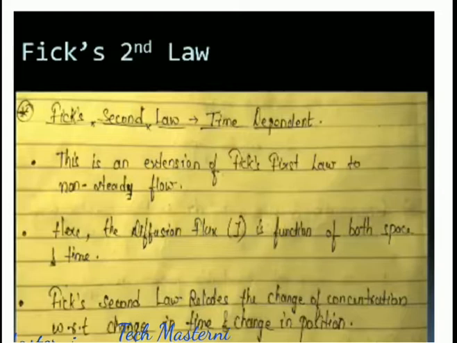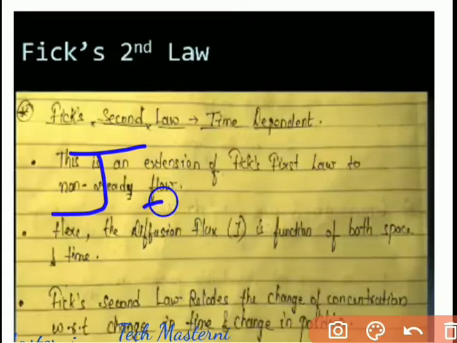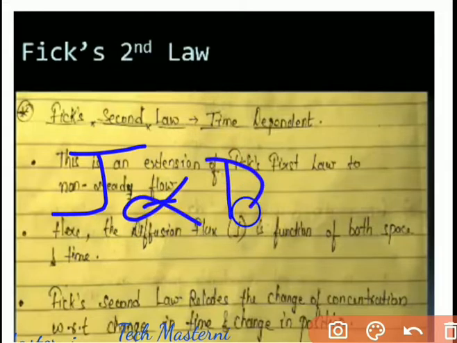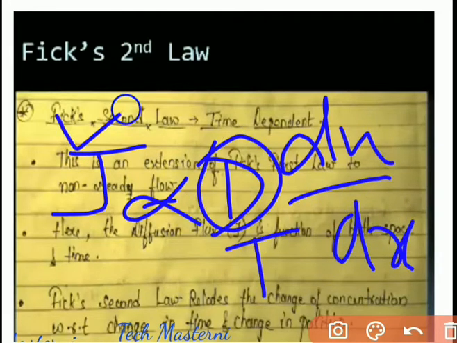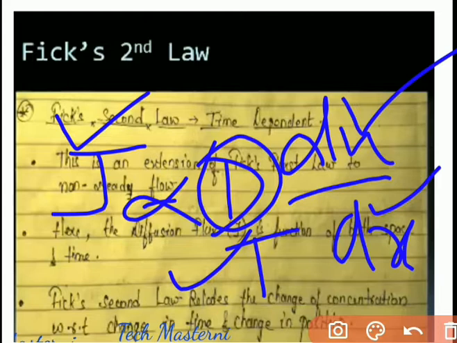In Fick's first law, we have seen that the diffusion flux J is directly proportional to D, the diffusion constant, and the concentration gradient. Here D is proportional to temperature, so our flux is proportional to temperature, inversely proportional to the distance, and proportional to the difference of the concentration. And the flow will always go from higher concentration to lower concentration. That is why there is a negative sign.